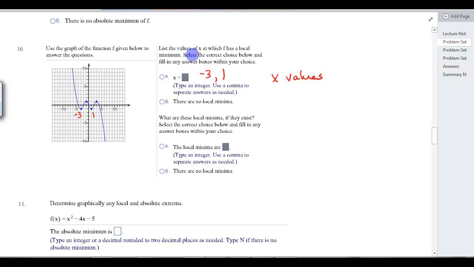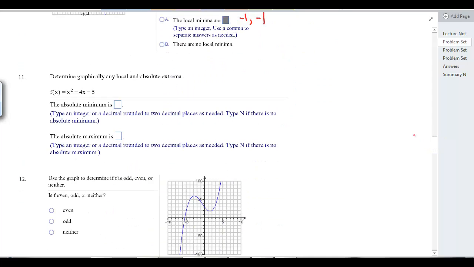The values at x for which f has a local min. What are these local min if they exist? That's wanting y values. All right, so at this one and this one, what's the y value? They're both at y equals -1. So that's what we would put for that one.